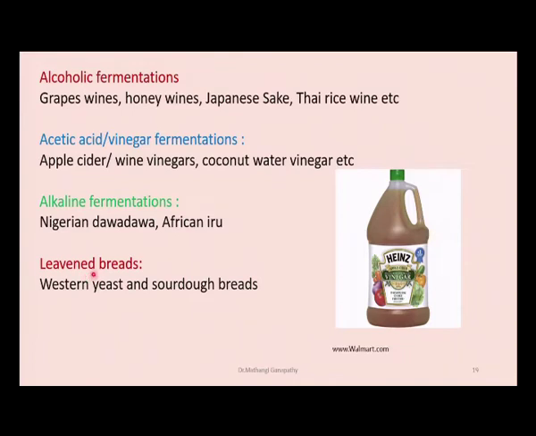A typical example of leavened bread products is Western yeast and sourdough breads. So depending upon which type of fermentation the substrate undergoes, we have different types of products based on the organism which causes the fermentation in the particular substrate.